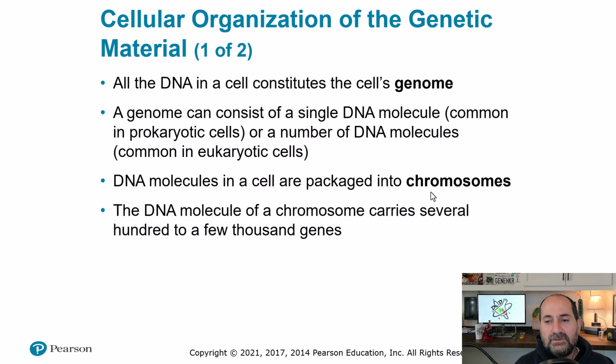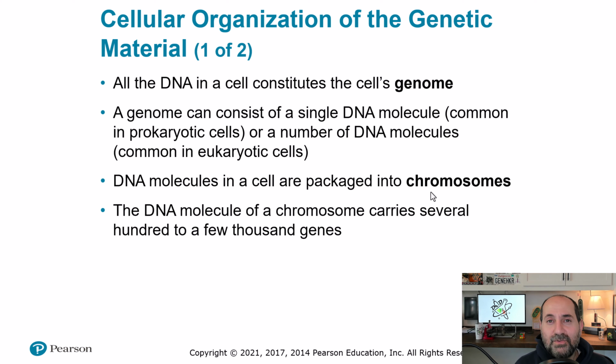And some organisms only have one chromosome. Remember we discussed this before, how prokaryotes, you know, bacteria, have a single circularized chromosome with no beginning and no end, kind of like a rubber band, right? However, eukaryotes typically have numerous chromosomes.